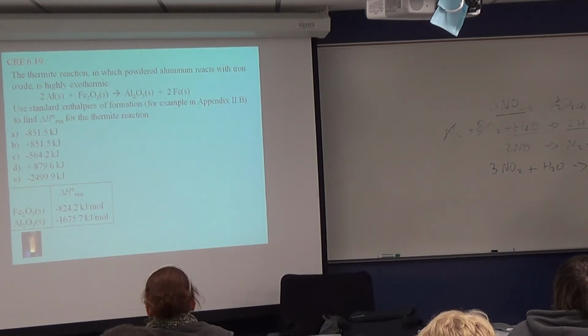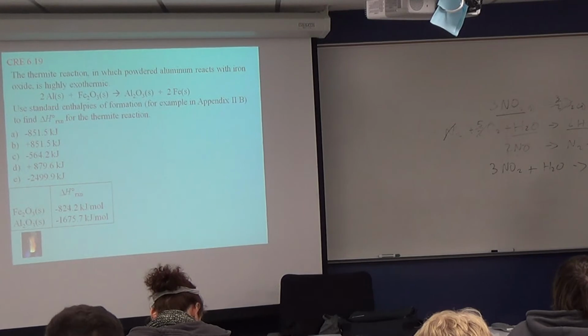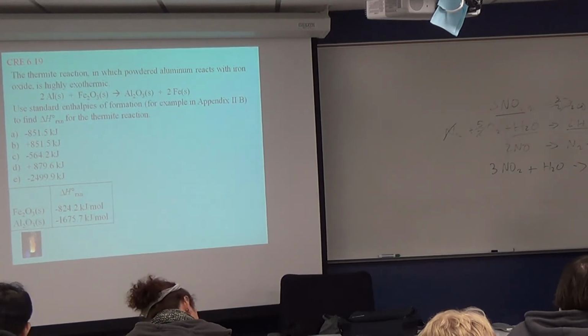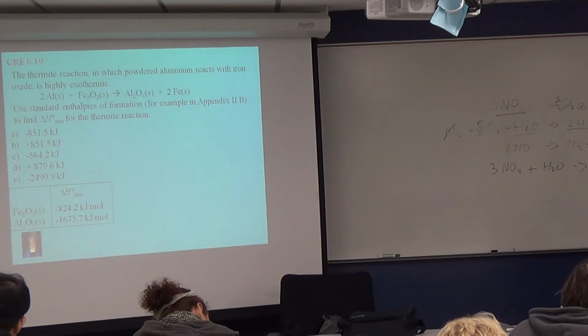Is it A? Is it A? Yeah, how do you get A? I mean, I just did math for the most part. I just did 1675 minus 824.